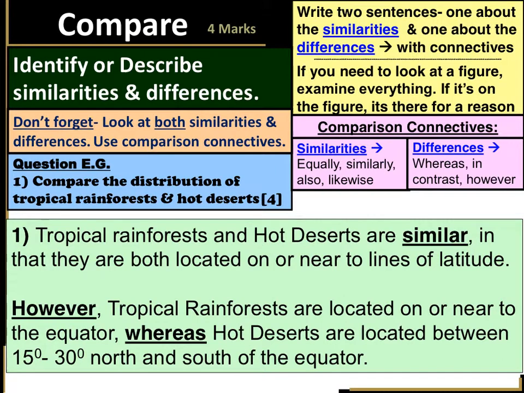Here's the whereas statement. However, tropical rainforests are located on or near to the equator, whereas hot deserts are located between 15 and 30 degrees north and south of the equator. So you can see how those comparison connectives from the pink box have been used effectively here.